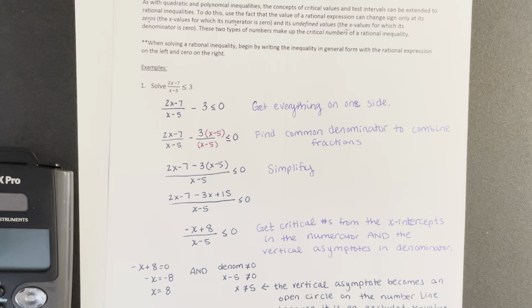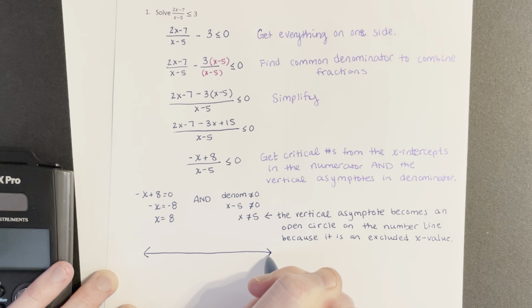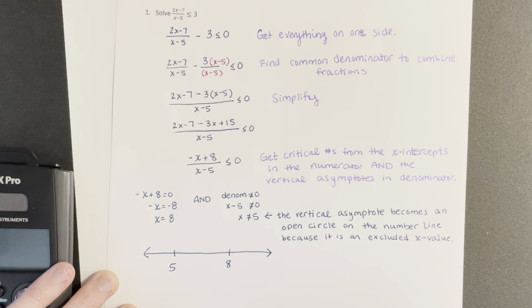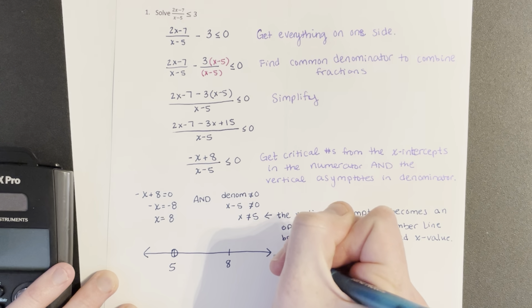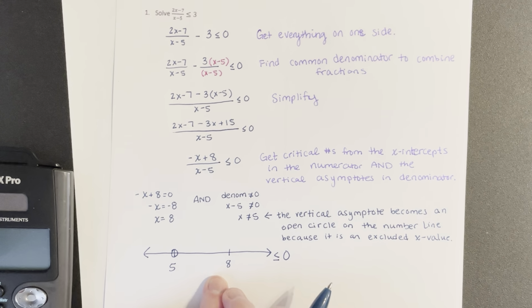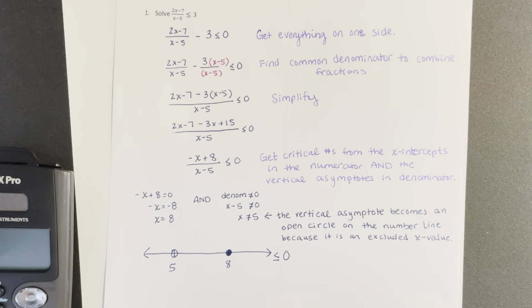So let's create that number line that we have here. So this would be a 5 and then an 8. All right, so our 5 is going to be an open circle automatically, but we don't know about this 8. When I think about the inequality symbol, it was less than or equal to 0. The 8 is when it would equal 0, so we can fill that in. I'm just going to write a little note here about that.